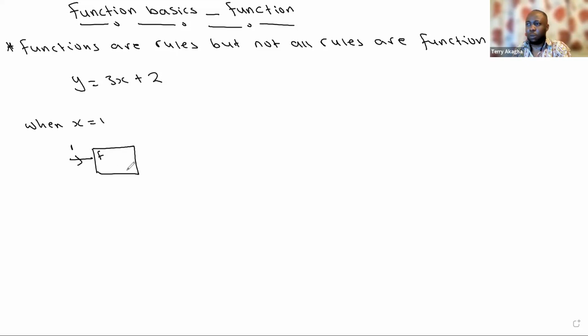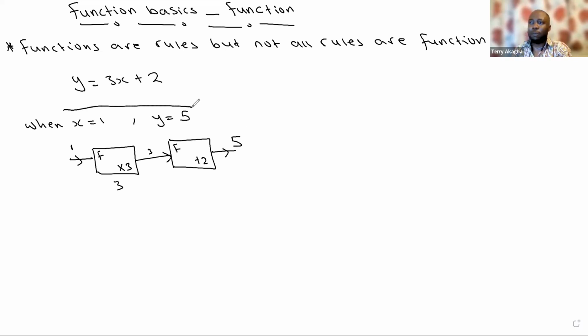The first thing you have to do is multiply it by 3, and that will give you 3. Then the 3 is going to be the input here. Does that make sense? The function now says you add 2 to it, and the output you have will be 5. So for this value of 1, the only value of y you will get is 5. So that means this has to be a function. For an input of 1, the output you will get is 5.